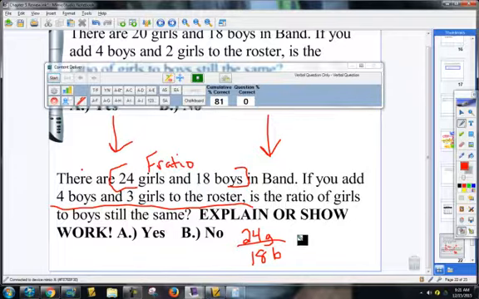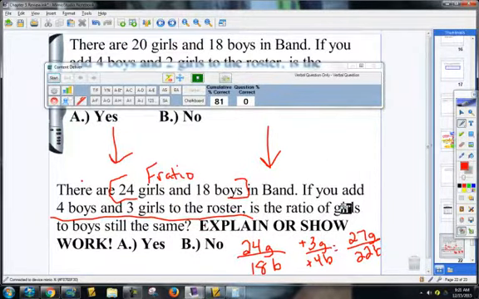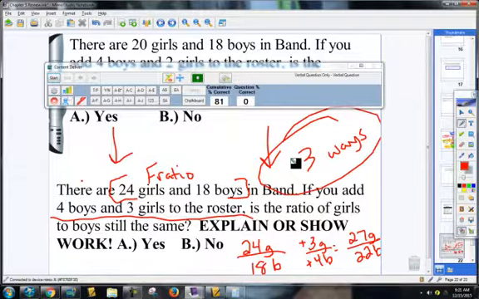So what we're going to do is I'm just going to add my 3 girls there. So how many girls am I going to have in band now? 27. I'm going to have 27 girls. How many boys am I going to add? Plus 4. I'm going to add 4 boys. How many am I going to have? 22. 22 boys. Okay? So, you know that there are 3 ways to check for equivalency. Actually, there's 4. Remember the big 3 and the little 4th. This is chapter 4 stuff, checking for equivalency.